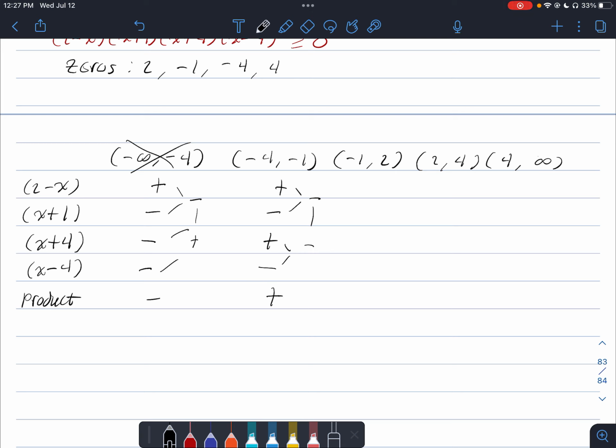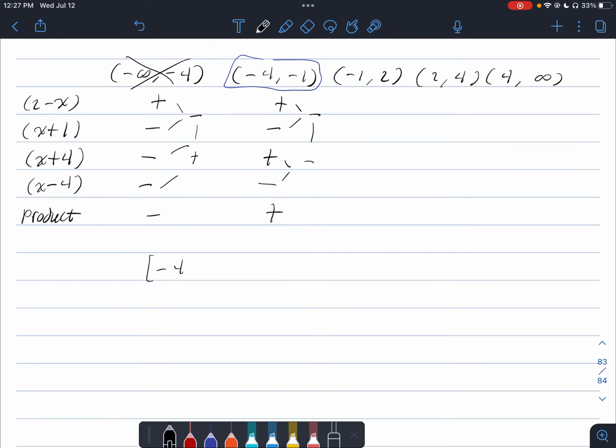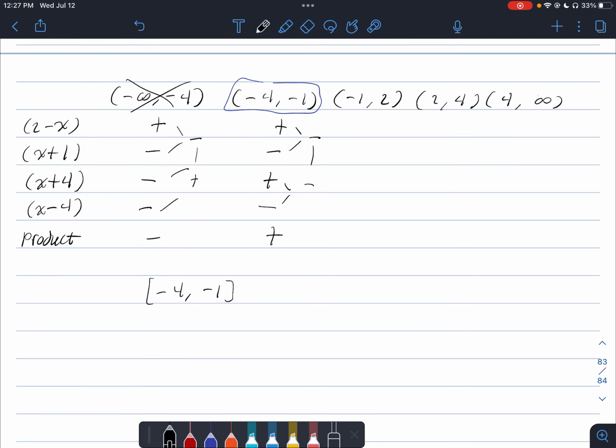So on the interval from negative 4 to negative 1, we have that it is greater than 0. So we can go ahead and circle this, okay? But remember, we also want it to be greater than or equal to 0. So as part of our actual solution, we're going to write this as the closed interval from negative 4 to negative 1, okay? Because it's a 0, obviously, at negative 4. It's a 0 at negative 1. So we want to include those points. So we're going to write this as the closed interval from negative 4 to negative 1.